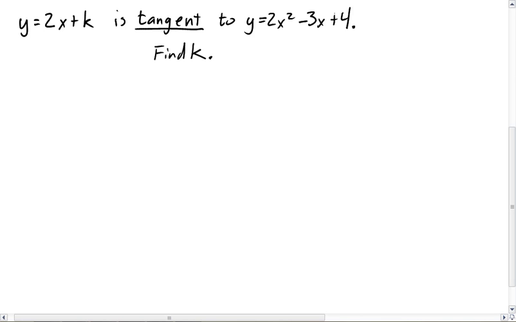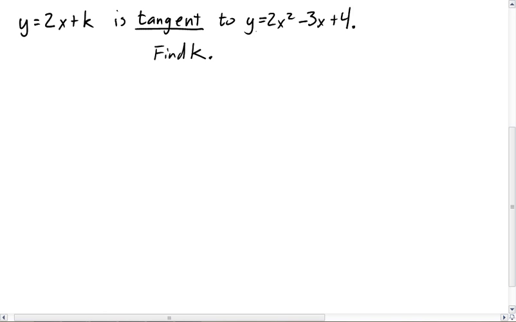Now, what we need to do is find the place. Remember what tangent means? You better know what tangent means. Tangent means that it touches the graph in one place. Now, what we're going to do is set these two equations equal to each other because we want to find the point where they're both valid.